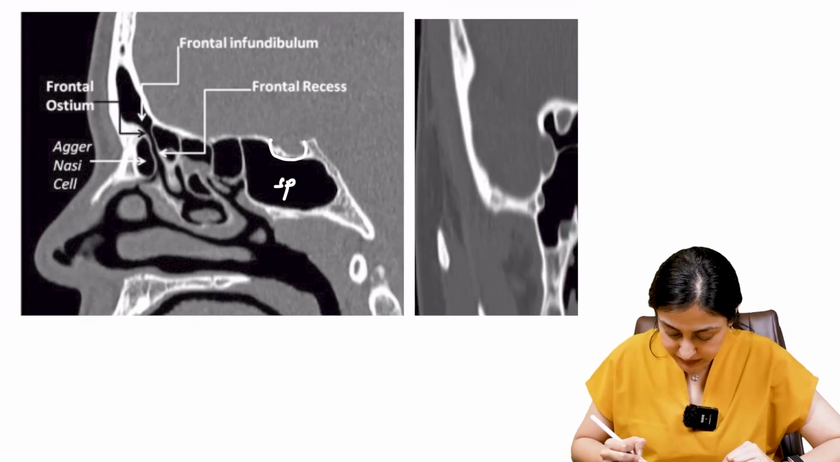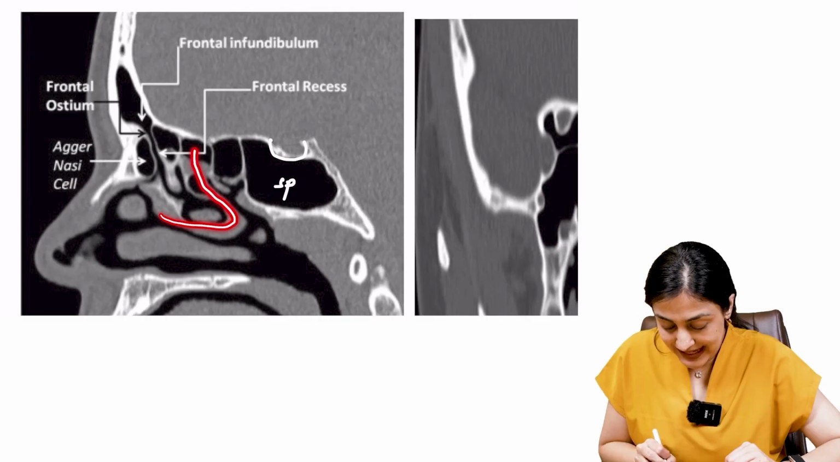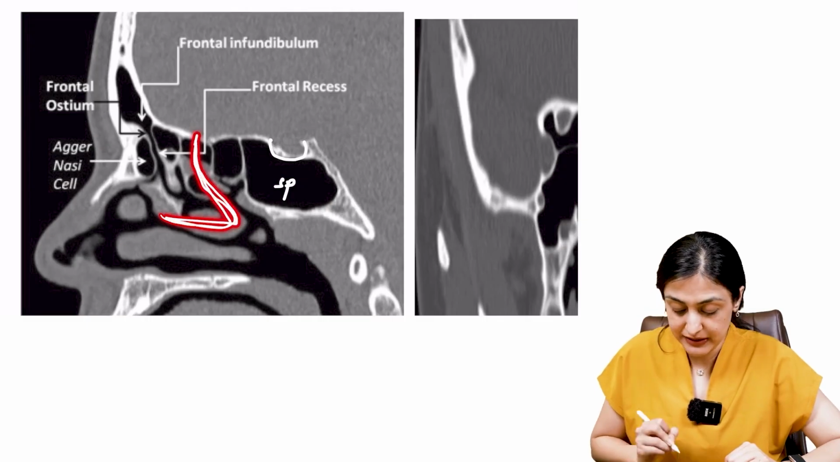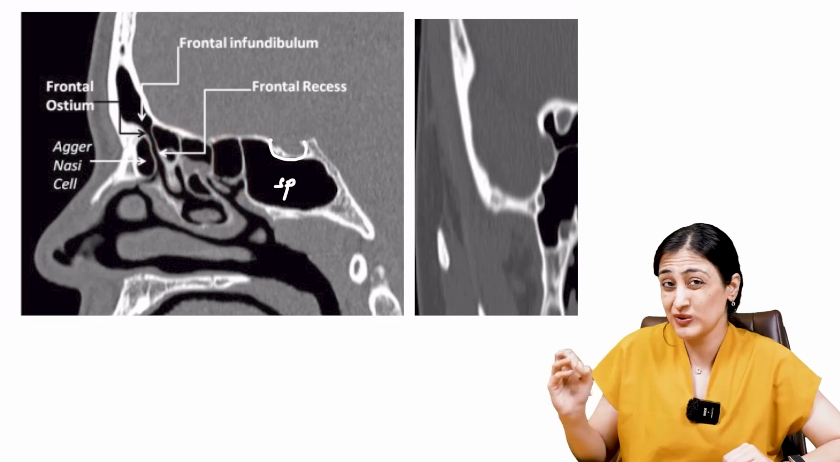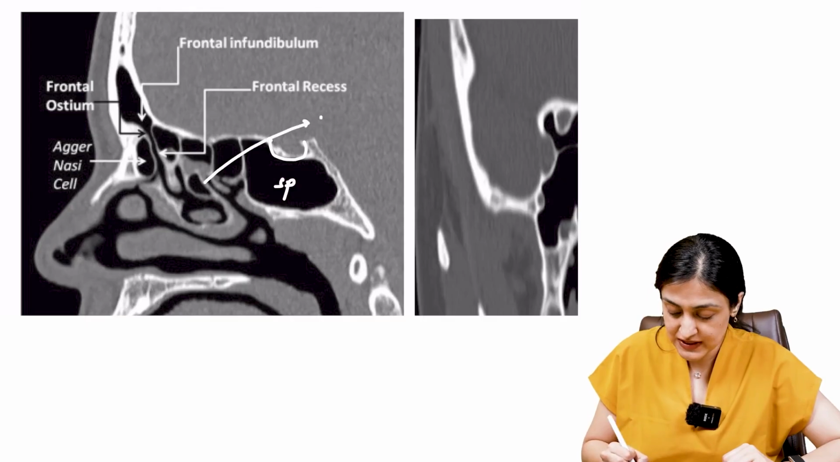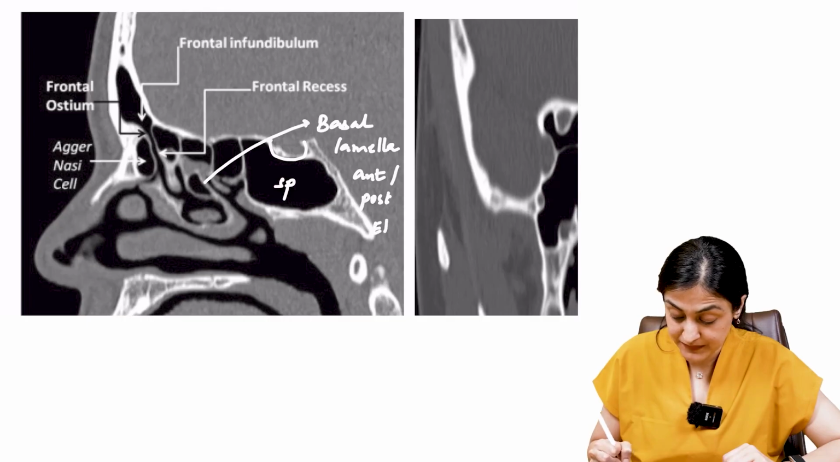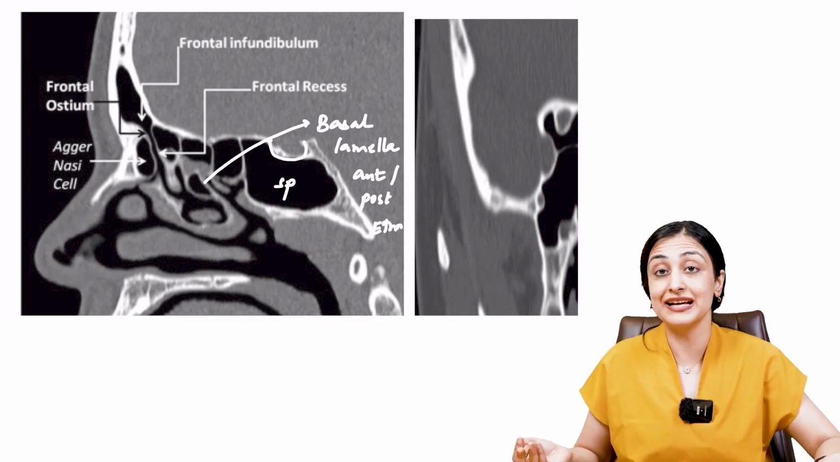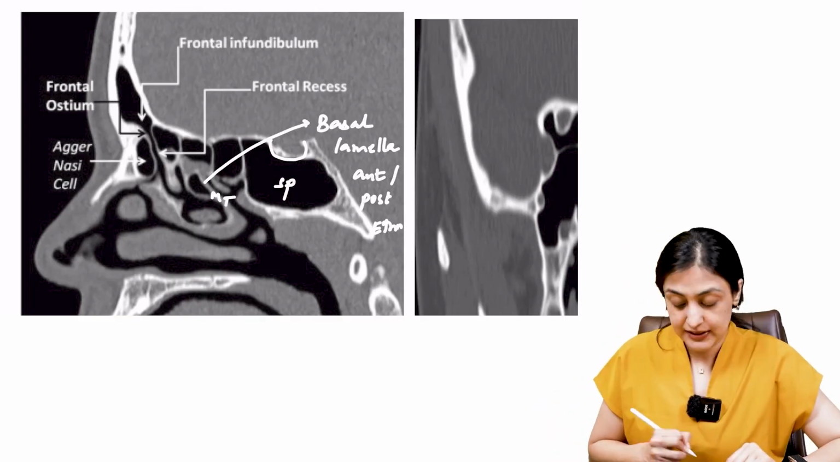Then can you appreciate this is the middle turbinate, and there is one lamella coming from the middle turbinate which divides the ethmoid into anterior and posterior. So even if you are not seeing, that's fine. But the theoretical point is there is something called the basal lamella that divides the ethmoid into anterior and posterior cells, right? On what basis are we saying anterior, posterior? Basal lamella, it's a part of the middle turbinate.